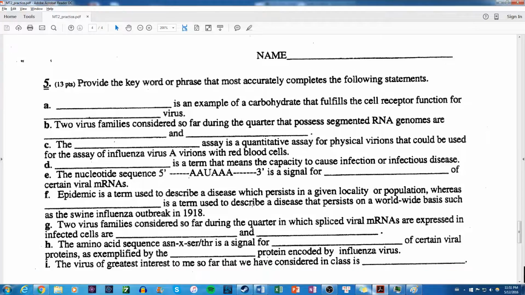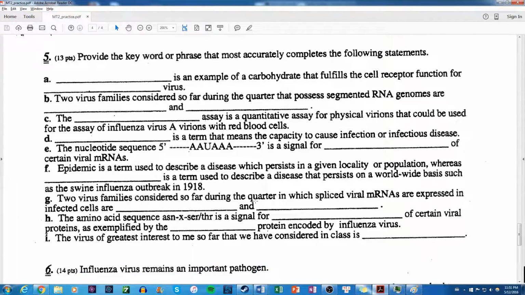Okay, so this one I'm just going to read off the blanks. A is sialic acid and attachment. B is orthomyxoviridae and reoviridae. C is hemagglutinin. D is pathogenicity. You can also put the term virulence. I prefer pathogenicity. E is polyadenylation. F is pandemic.